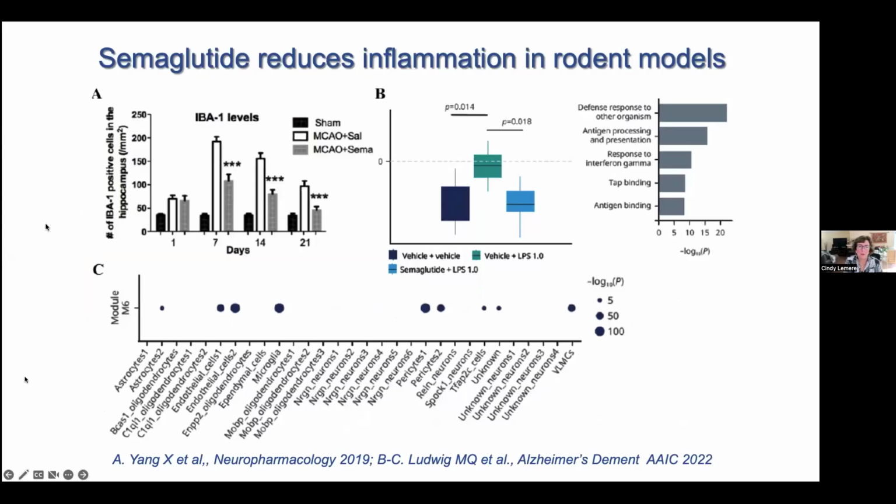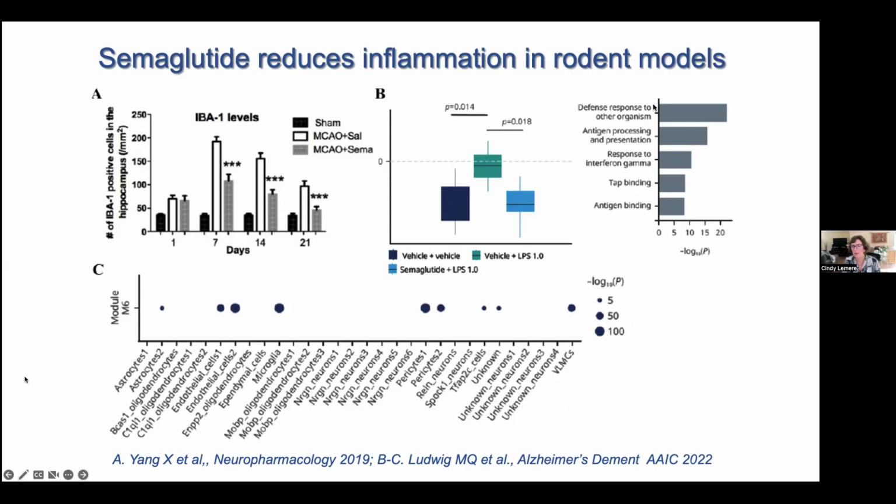The folks at Novo Nordisk have done a number of studies now looking at stroke models and saw that there's a reduction in inflammation shown here with IBA1, the middle cerebral artery occlusion model. And then they also looked in an LPS model in mice, and this is the vehicle control. This is LPS showing a very strong upregulation of immune regulated genes, and that this is normalized back to zero when semaglutide is included with the treatment.